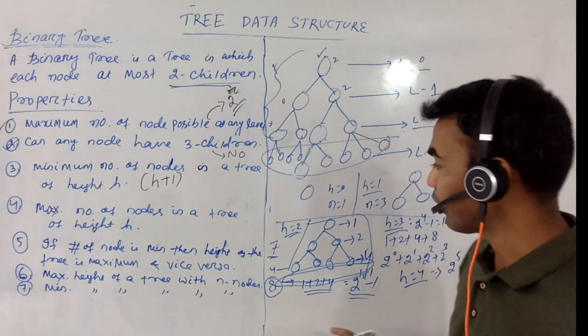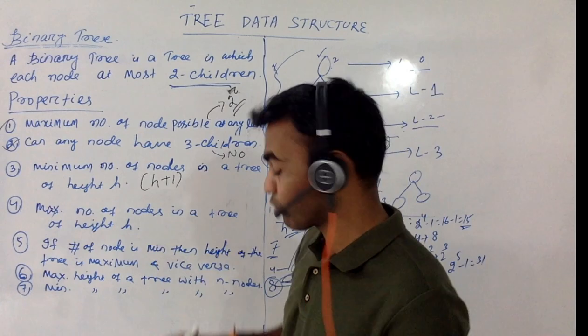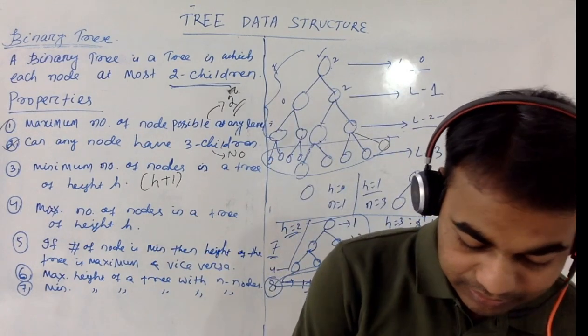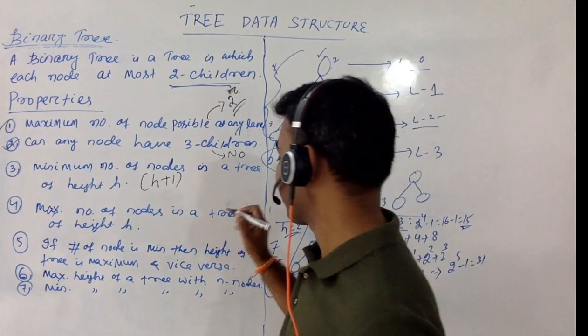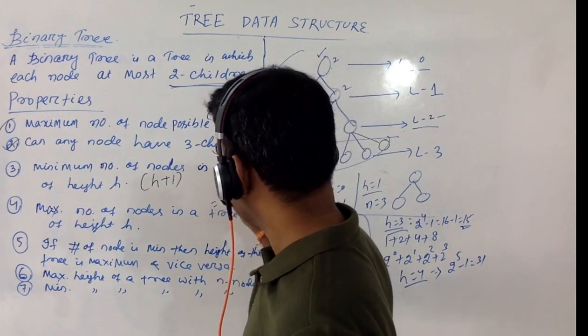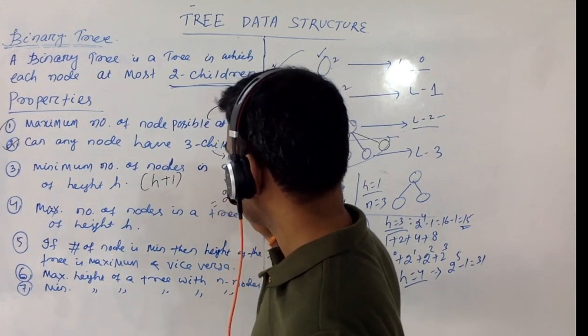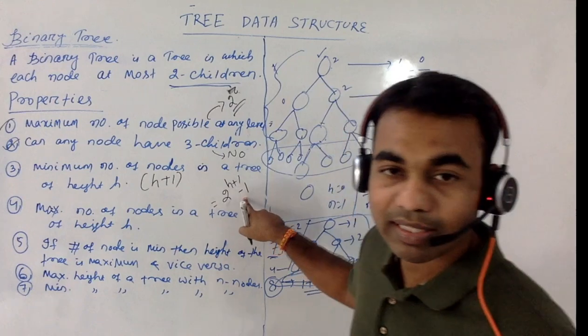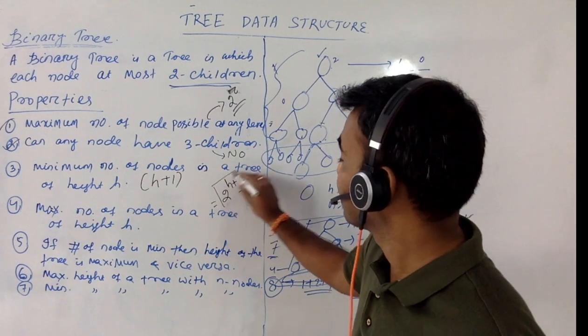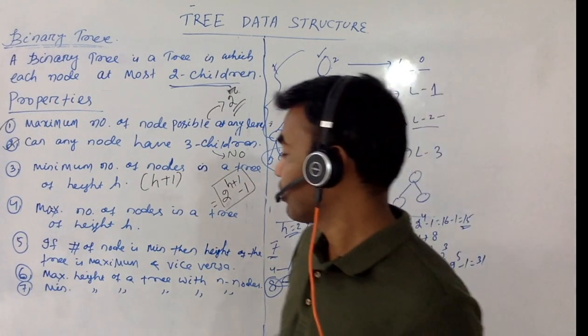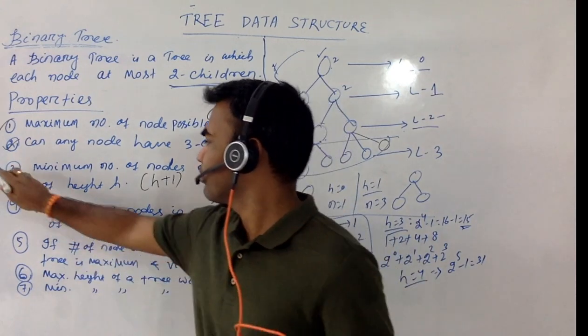So this is the maximum number of nodes present in a tree of height h, right? What is the formula? 2 to the power h plus 1, minus 1. The minus 1 is outside, below, not in the exponent. This is important. So this is the formula. And we discussed these things.